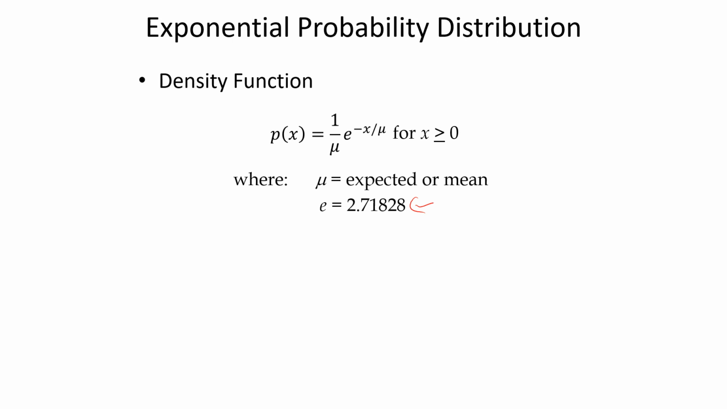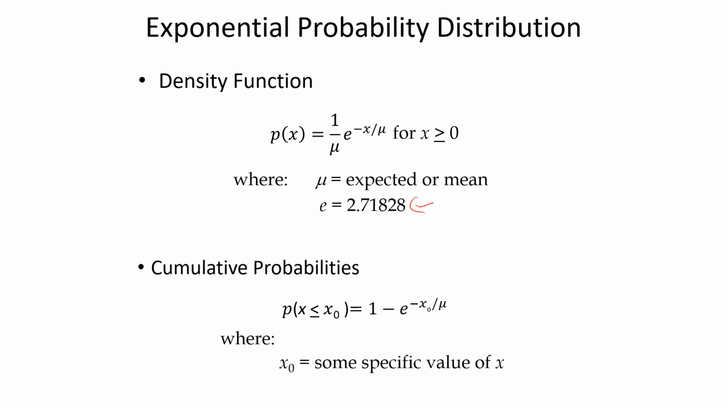And this function works okay, but like I said, when you're talking about intervals, when you're talking about a continuous variable, what should be more important is cumulative properties. The cumulative is everything at and below that point, and it is going to be 1 minus e, which again is 2.71828, to the negative x, where x is the specific value of x, divided by the mean.